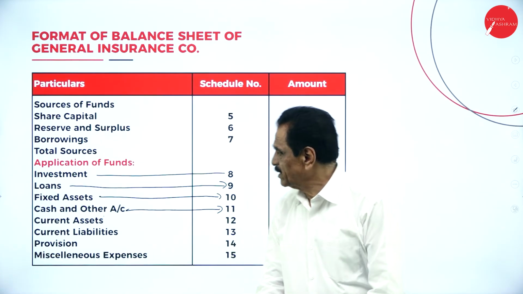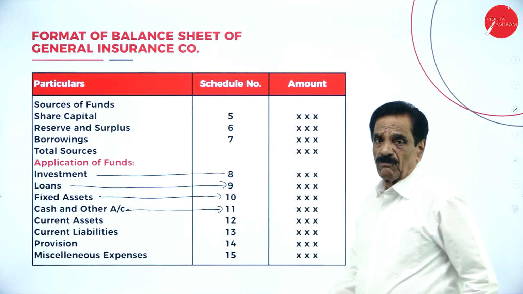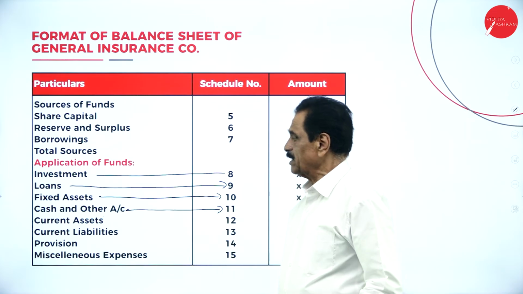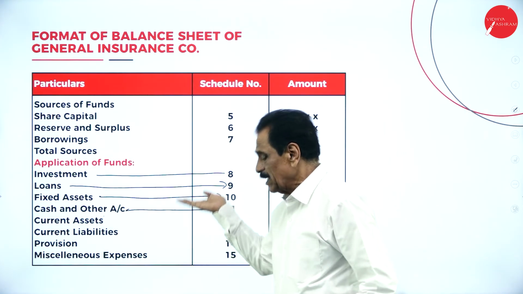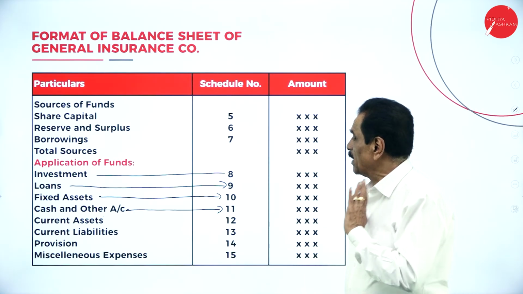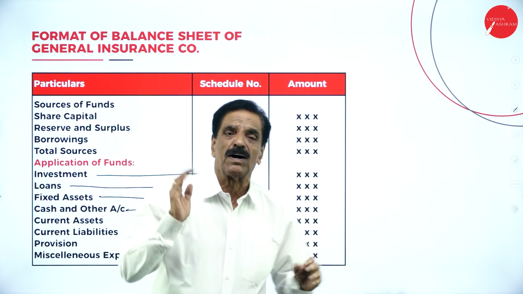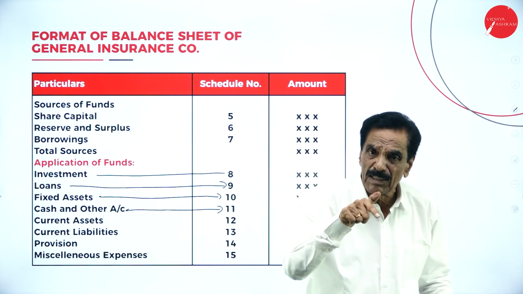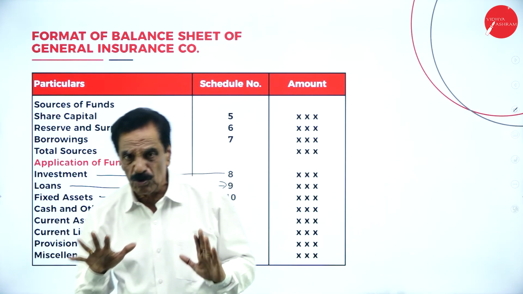So it has got its own way. Investment is 8, loan is 9, fixed asset is your 10, cash and other balance means cash and bank balances. Then you have got current asset, current liability, provision. So you should be very, very careful regarding the form. The problem will be easy, but you have to learn the format. But a little bit of length is there because you have to prepare the revenue account, then you have to prepare the balance sheet. So it is a simple problem you are going to solve here.